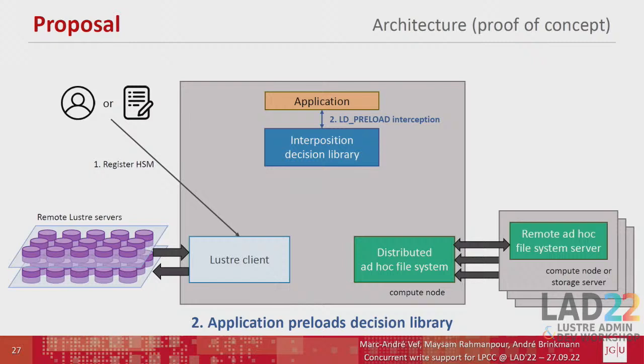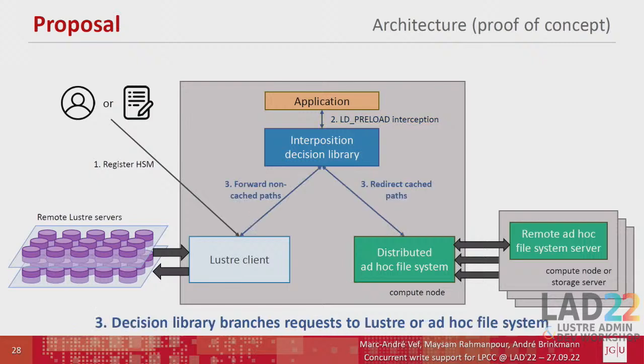The next part is that the application will use LD_PRELOAD again and uses this interposition decision library, which already knows what files should be cached. And there can be some communication between Lustre and this decision library. Then once the application is doing an I/O request, like a write on a specific path, this decision library would decide, should I forward this to the normal Lustre or to the ad hoc storage system?